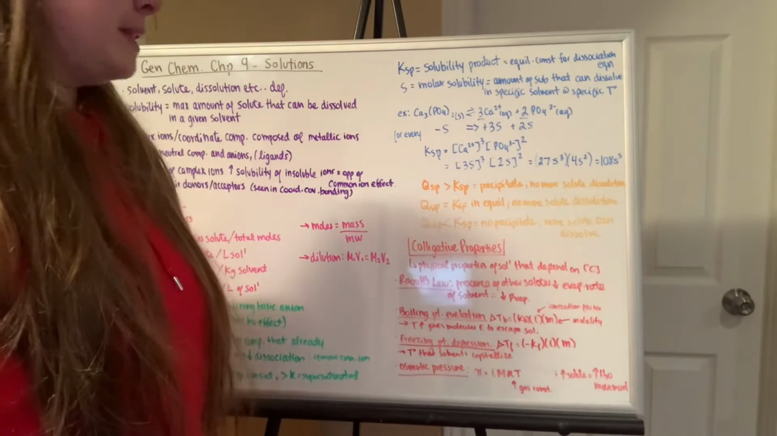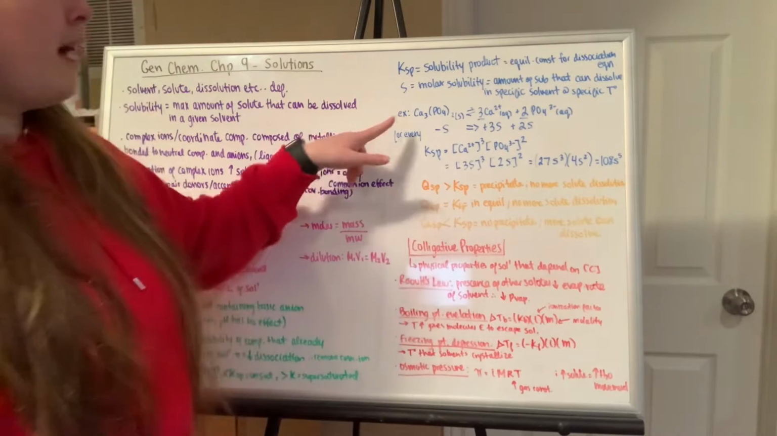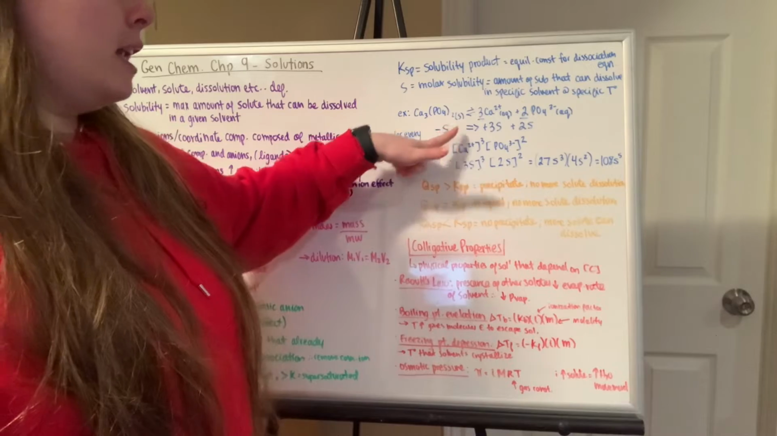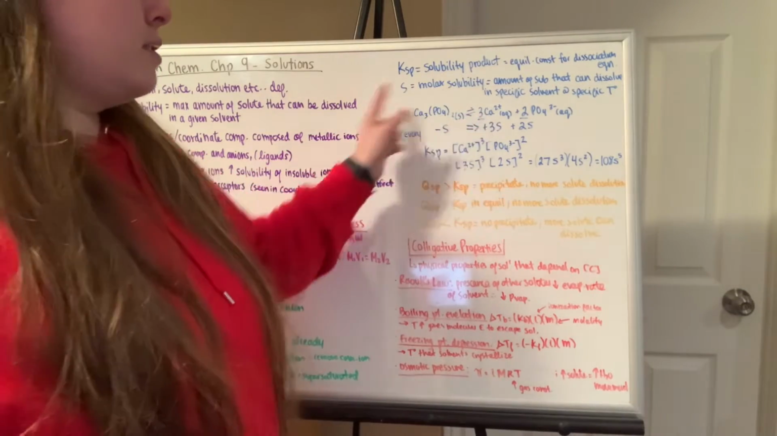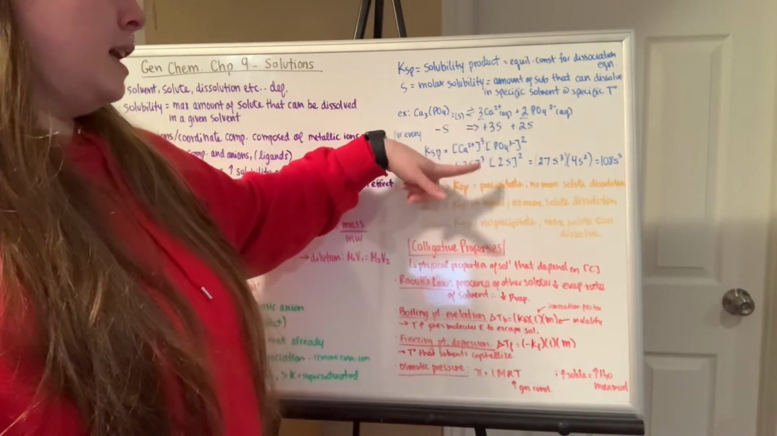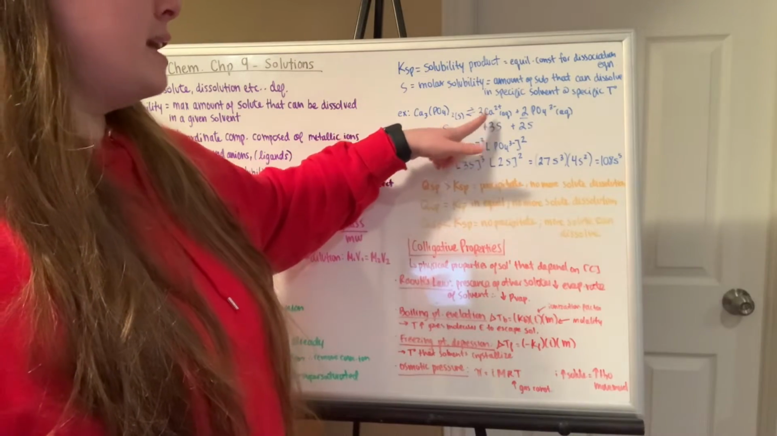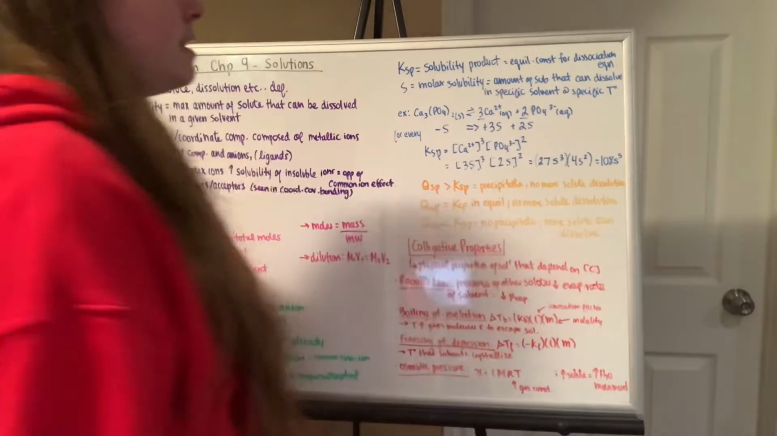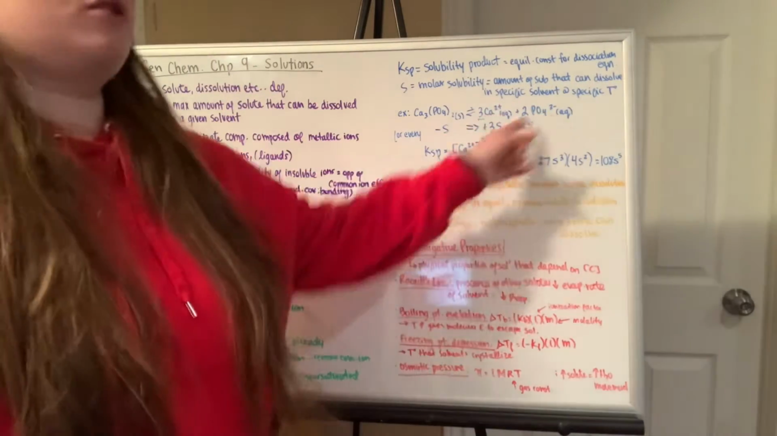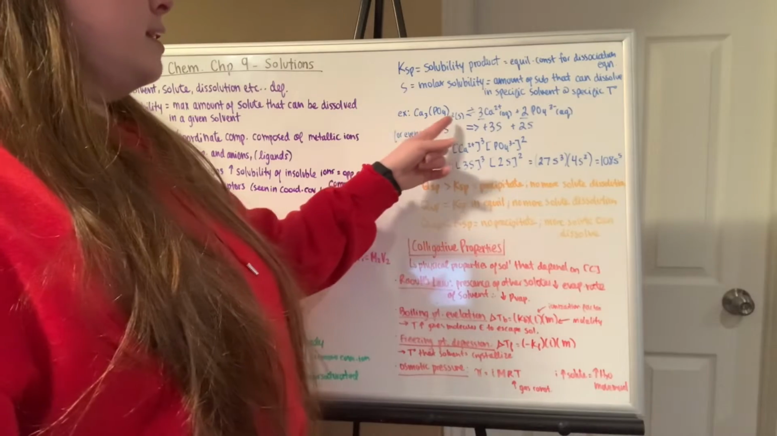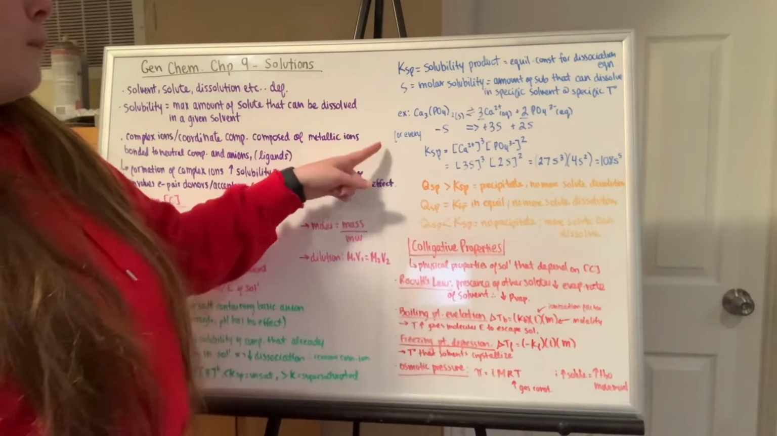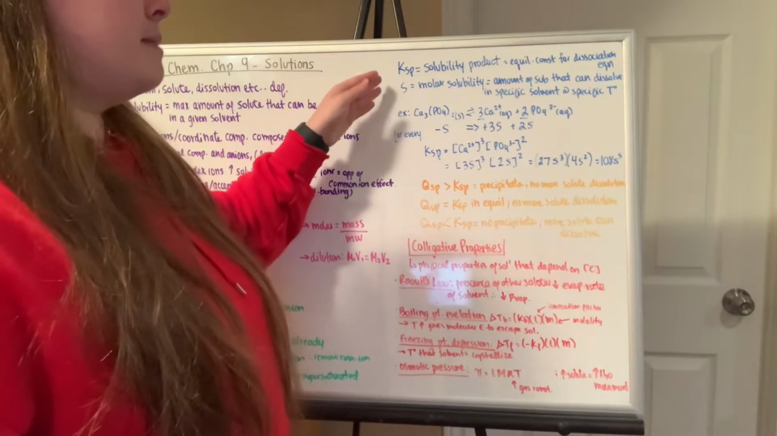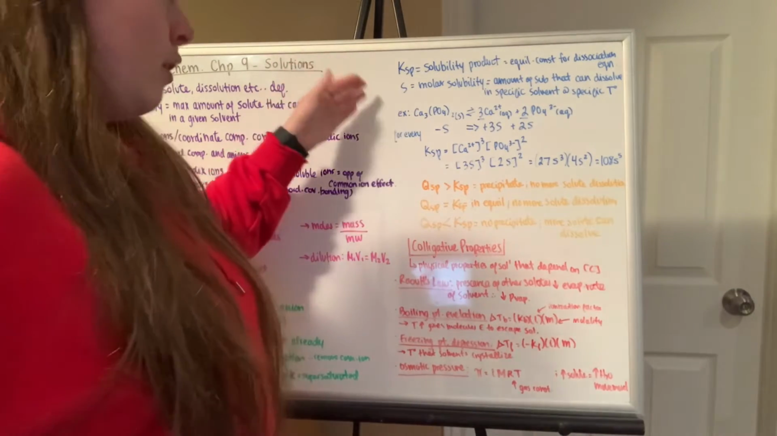We have an example, because I wanted to show you how to use these things. If we have solid Ca3(PO4)2, it reacts and dissociates into 3 Ca2+ ions and 2 PO4 3- ions. These two products are both aqueous. This is a solid, and that's important. So what we do is look at this in terms of S, like we just said: the amount of a substance that can dissolve in a specific solvent.